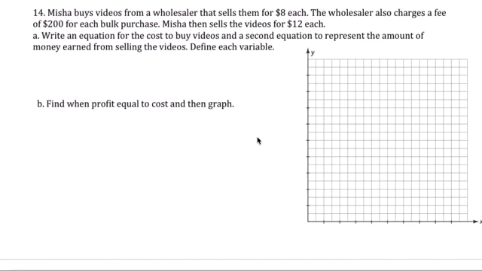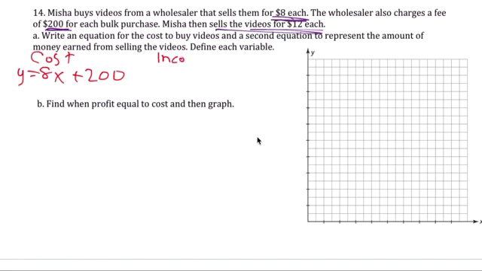All right, here we go. This one here: Mesh buys video games from a wholesaler. They sell for $8 each. The wholesaler also charges a fee of $200 for a bulk purchase. So Mesh's cost is $8 for each game plus the $200. That's her total cost for each bulk sale.